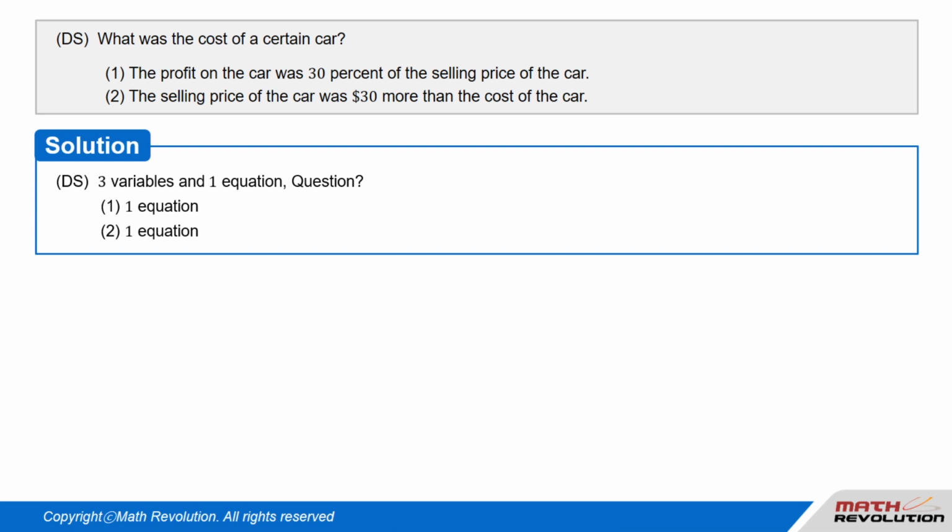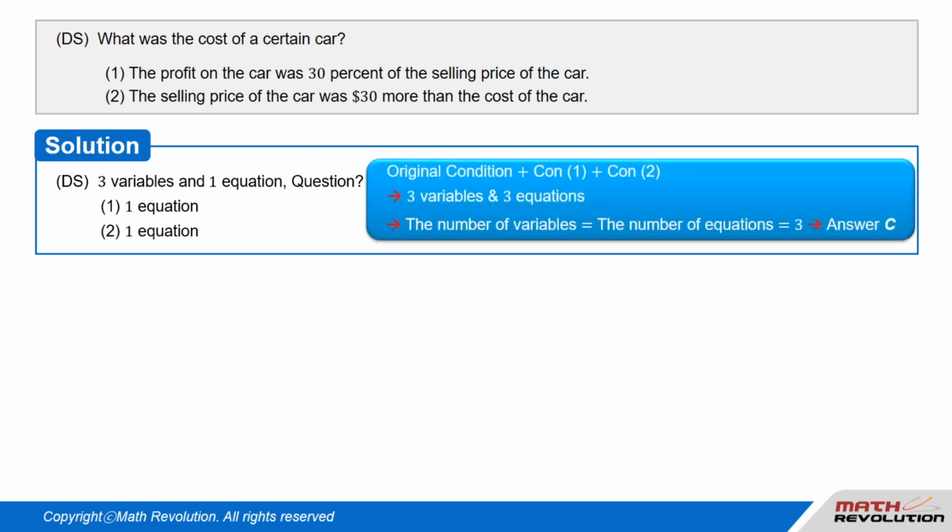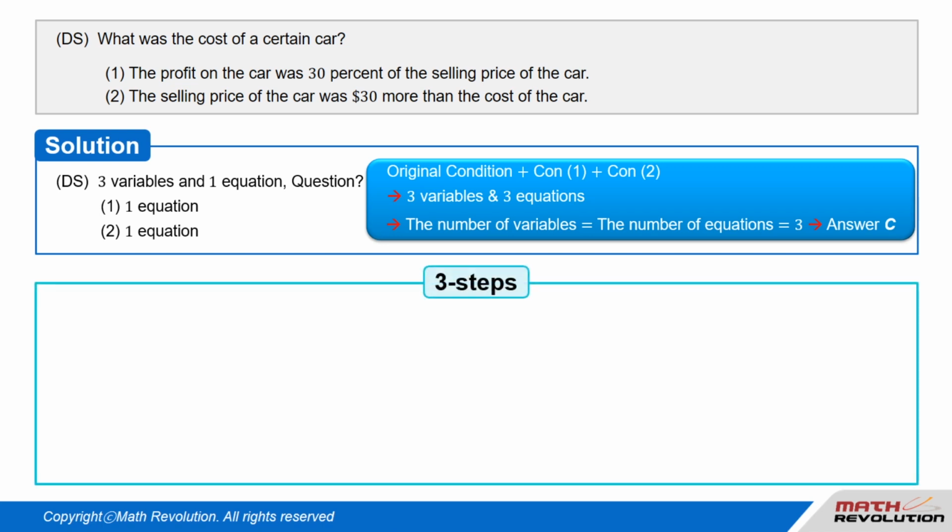Now, 3 variables and 1 equation would generally require 2 more equations to allow us to solve for the variables. We know that each condition would usually give us an equation, resulting in a total of 3 equations, 1 each from the original condition, Condition 1 and Condition 2. As we have an equal number of equations and variables, the logical answer is C. Let's apply the 3 steps suggested previously.